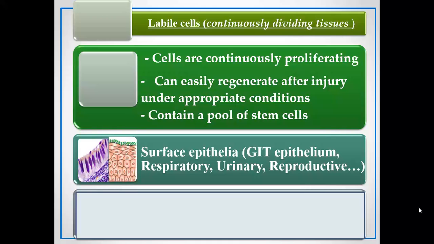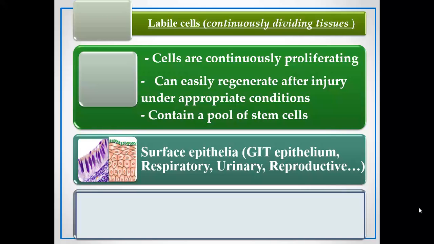Okay? You can easily regenerate after injury under appropriate conditions, like the presence of growth factors, the presence of good blood supply, good nutrition. Of course, because in order to regenerate as a cell, they need many things actually, to replicate and regenerate.